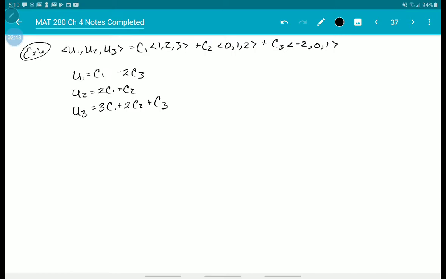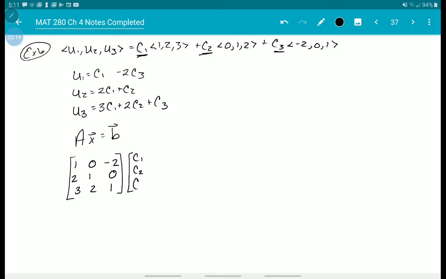So when I see this system, and I know I want to solve it, remember the goal is to solve for C1, C2, and C3. That's what we're looking for. Those are actually called coordinates for that vector. We can solve this more easily by thinking about this in terms of AX equals B. So here our coefficient matrix is this: 0, 1, 0, negative 2, 2, 1, 0, 3, 2, 1. Our X matrix are the coordinates that we're looking for, C1, C2, and C3. And our B matrix is the vector we're trying to express, U1, U2, and U3.